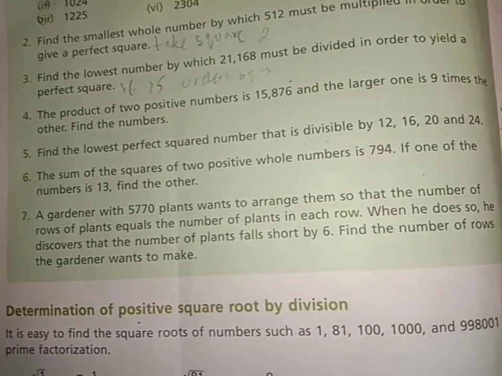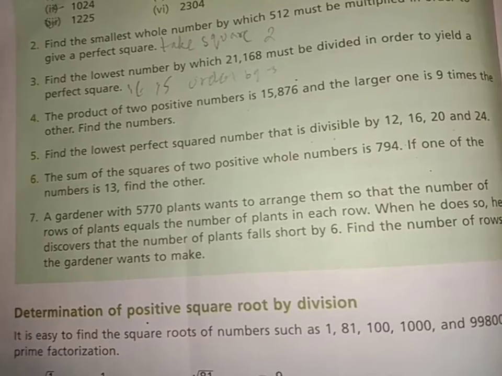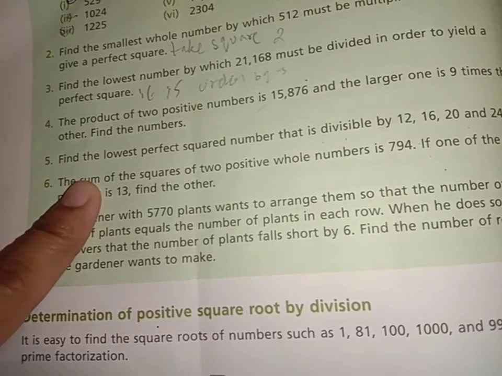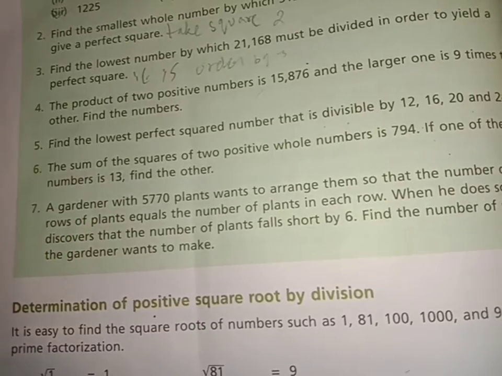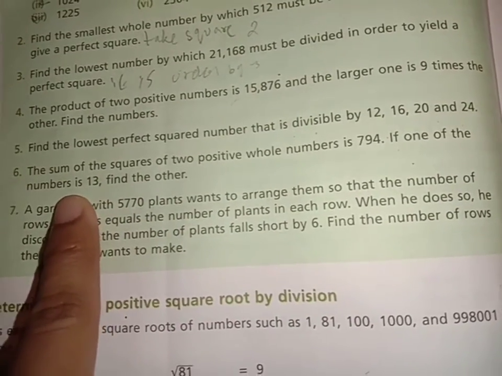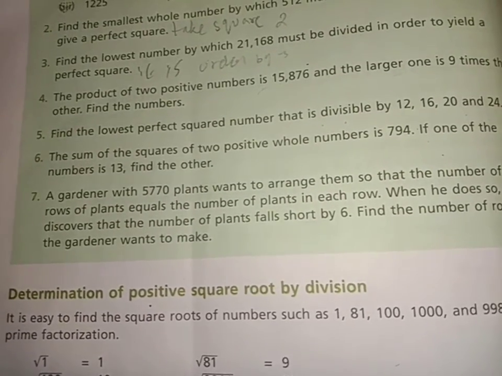Moving towards question number 6: the sum of the squares of two positive whole numbers is 794. Sum of squares of two positive whole numbers means we have the sum of squares. If one number is 13, find the other. You have to find the other number if one number is 13.